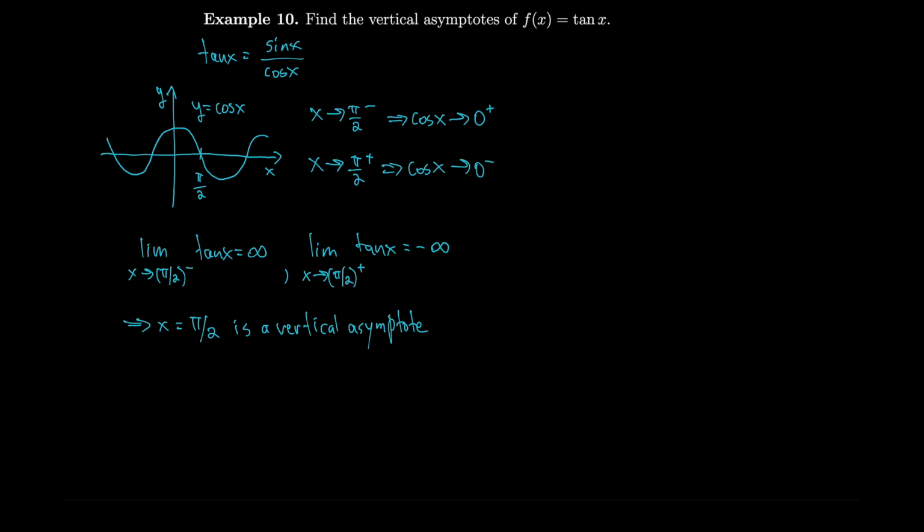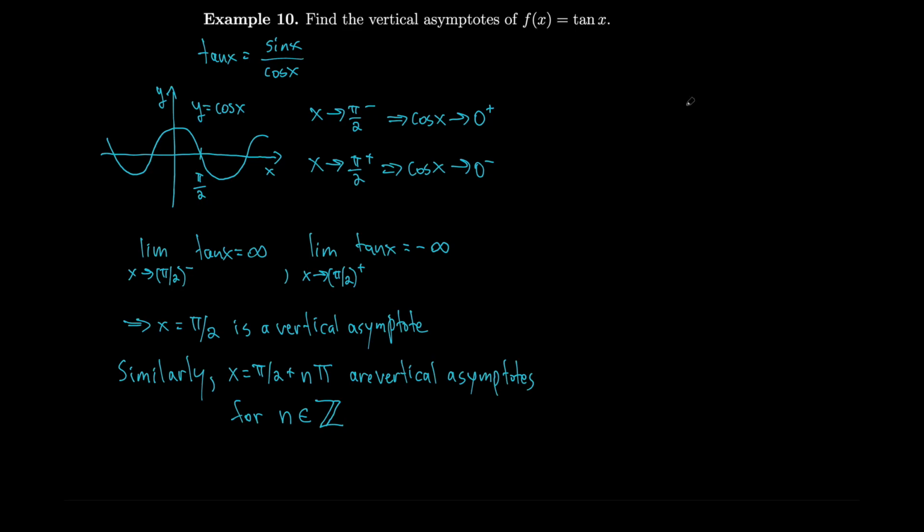And similarly, we could use this exact same argument to say that x equals pi over 2 plus any multiple of pi, any integer multiple of pi, are vertical asymptotes. So we have to assume that n is some integer. So I say n is in Z, the set of integers.